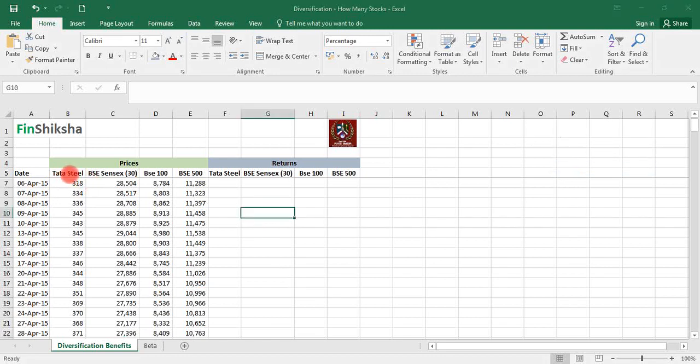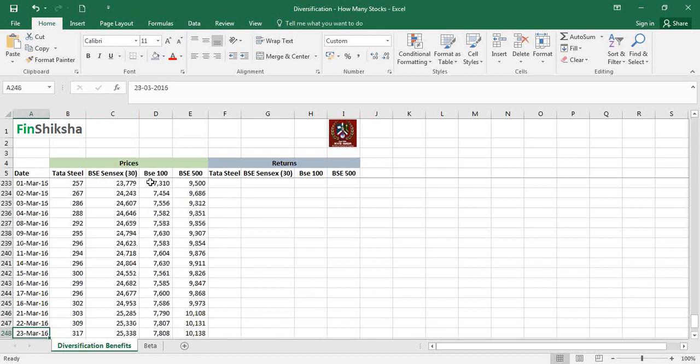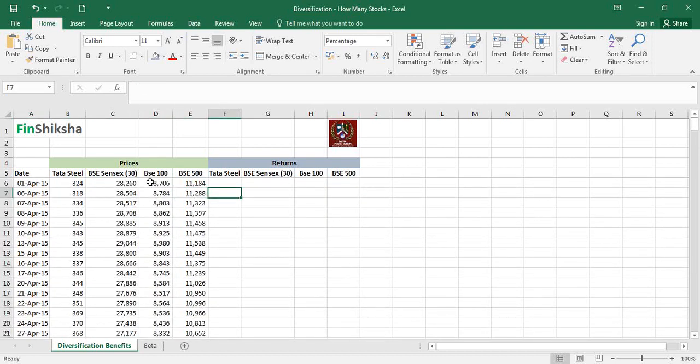Portfolio 1 including only Tata Steel. Portfolio 2 including BSE Sensex, which is the top 30 stocks, which includes Tata Steel. Portfolio 3 including BSE 100, which is the top 100 stocks. It includes BSE 30 as well as Tata Steel. Portfolio 4, which is BSE 500, which includes 100, 30, and Tata Steel, of course. We have the data for the last 1 year, starting 1st of April 2015 all the way to 23rd of March 2016, almost 1 year of data.